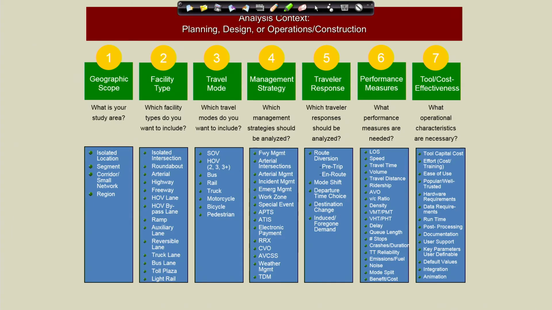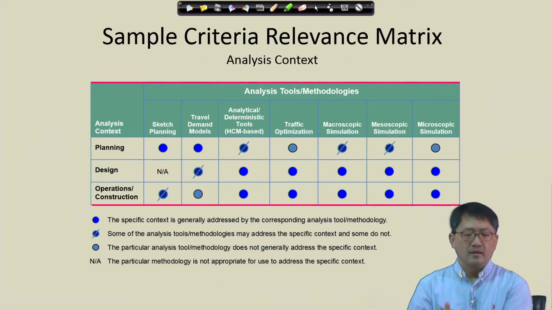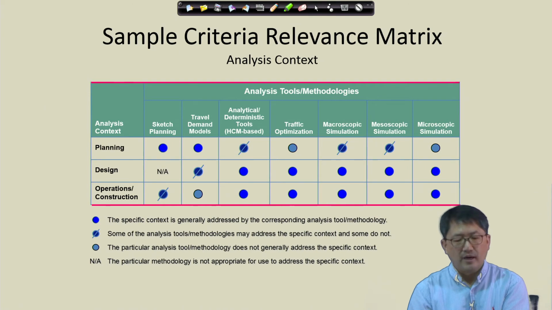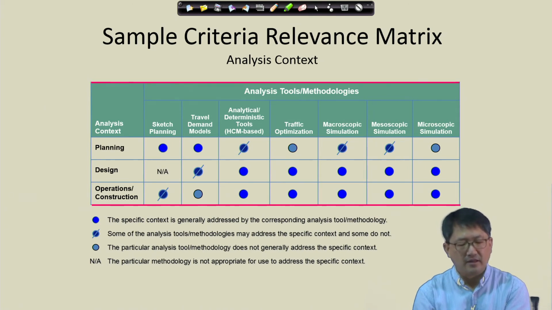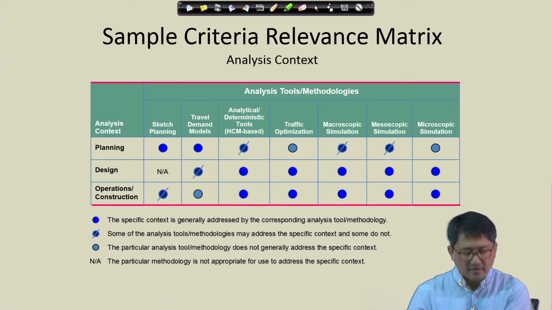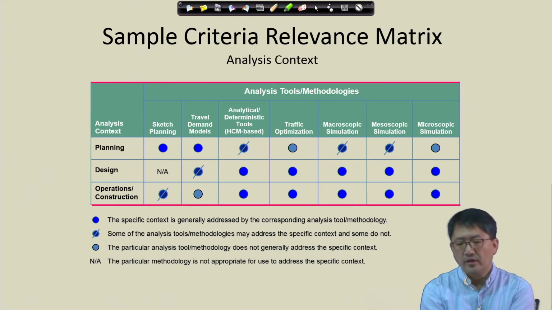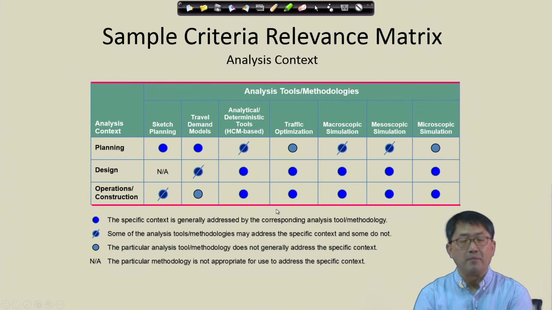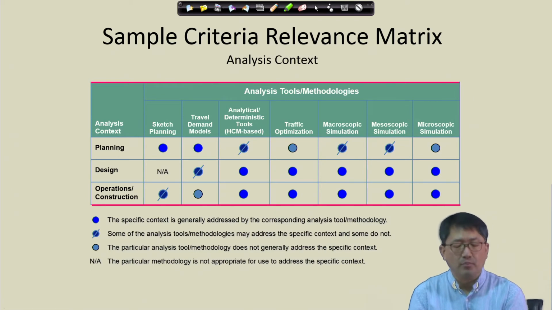This goes into a very detailed level. I'm not going to read this. It's good material to look at, and it's available as a guidebook, the Traffic Analysis Toolbox. It's freely available. You can Google it and download it. A lot of it is about looking at the context. Again, at the planning level you don't really do microscopic simulation. For the operational and construction levels, sketch level and demand models are not suitable, so it gives you a high-level sense of which model might be more applicable, or at least worth considering.